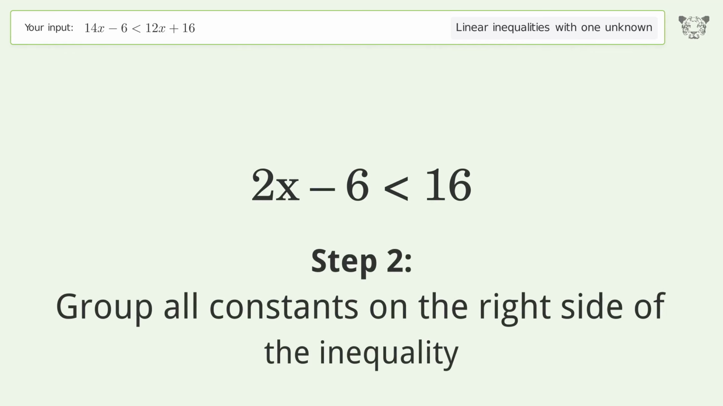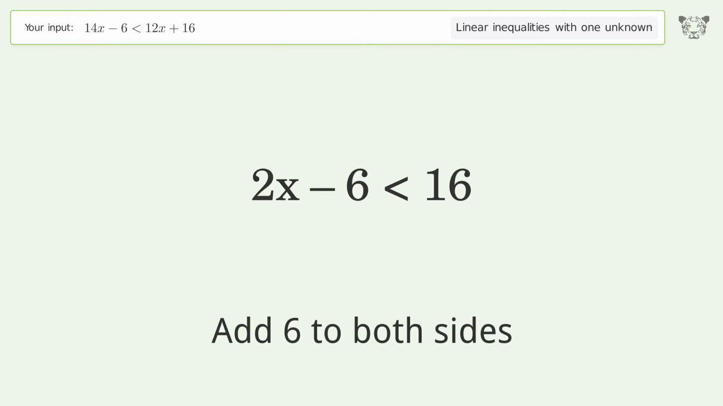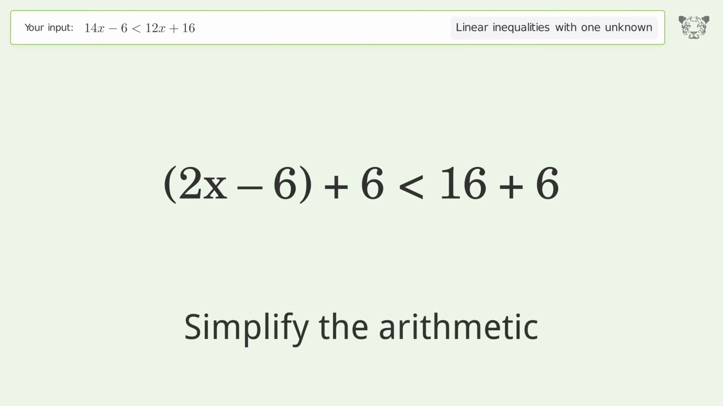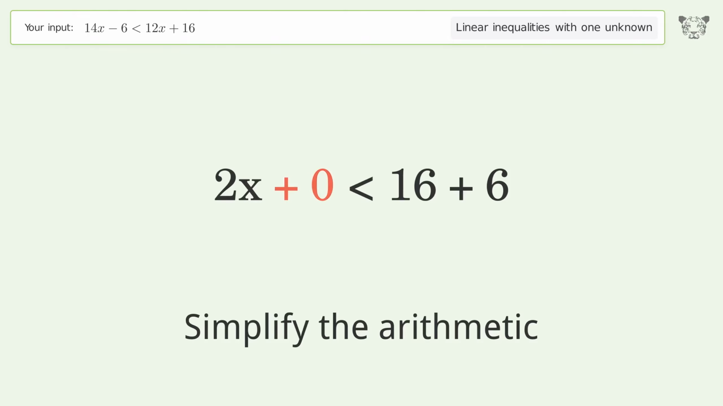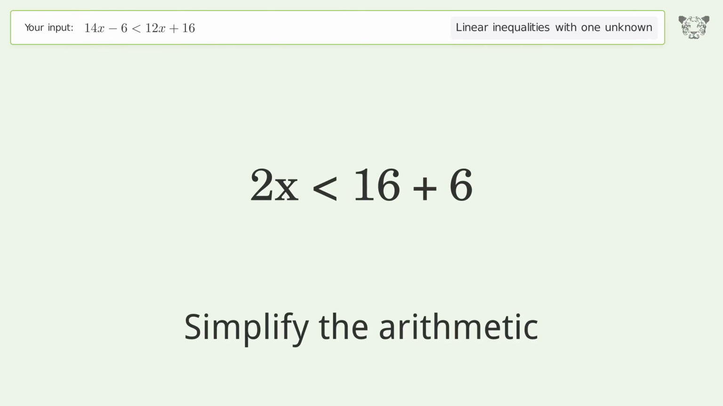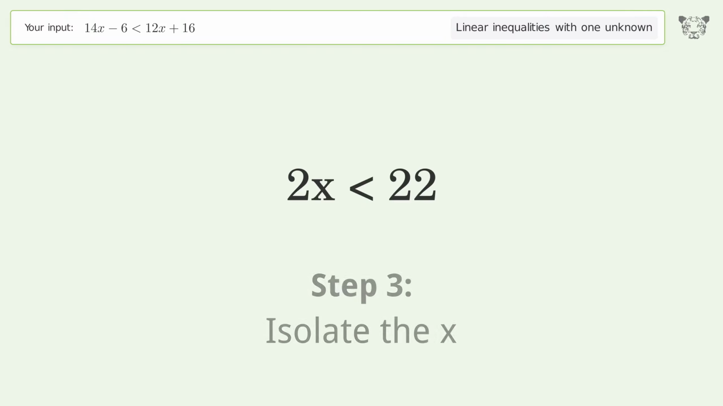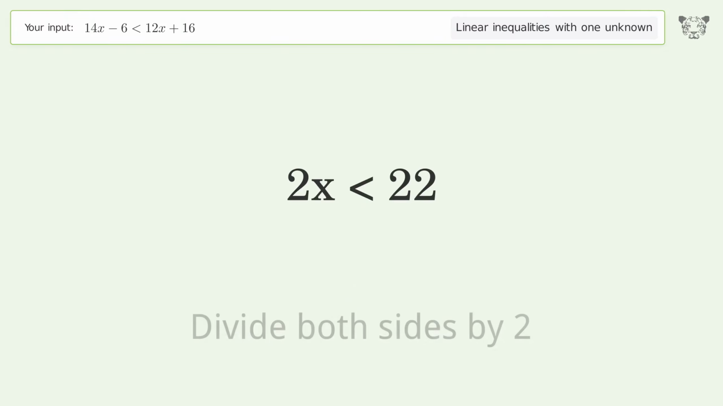Group all constants on the right side of the inequality. Add 6 to both sides. Simplify the arithmetic. Isolate the x. Divide both sides by 2.